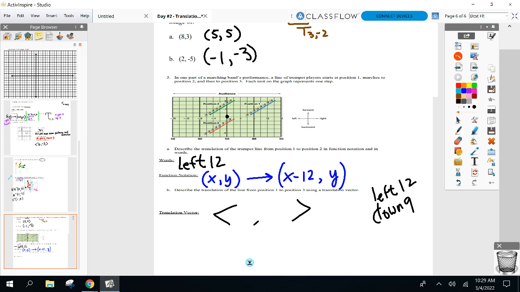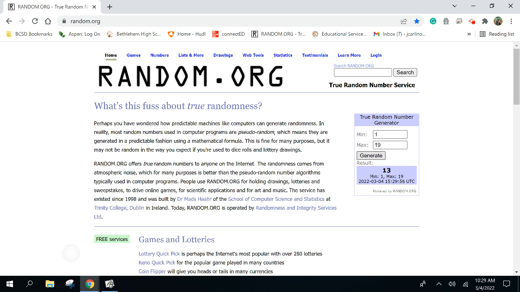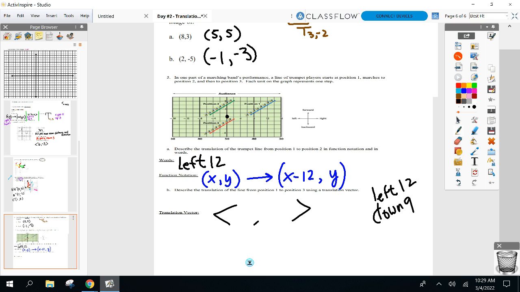That's in words. Now, everyone ready? Put it into vector notation. Tell me what number should go first and second here. What's going to go first? Negative 12. Left 12, negative 12, and then how about down 9? Negative 9. Okay.